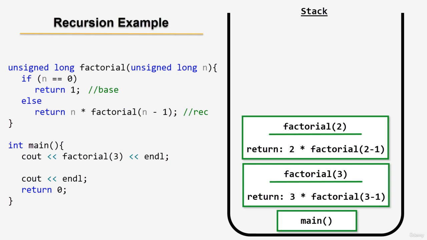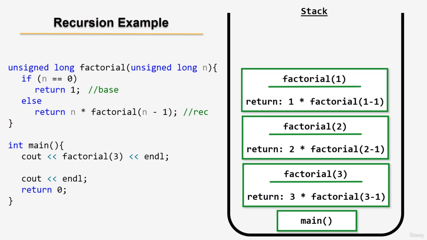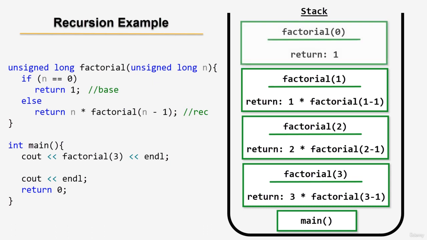And again, since n is not 0, we move to the recursive case, which means we'll call the factorial function once again, this time with 2 minus 1 as an argument, so we basically pass in 1. That is going to push another stack frame onto the stack. This time the argument is 1, so the formal parameter n will be initialized to 1. Since n is not 0, again we'll do the recursive case. We'll do 1 times the factorial of 1 minus 1, which will push another stack frame onto the stack.